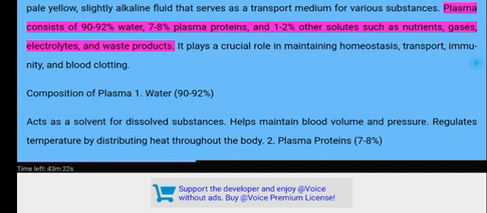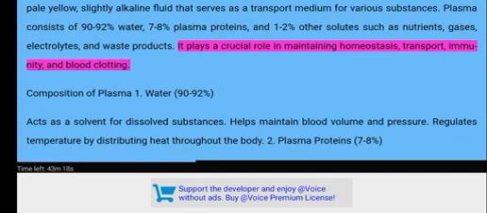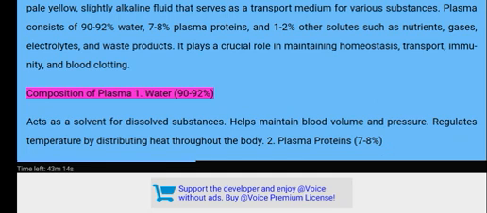Plasma consists of 90-92% water, 7-8% plasma proteins, and 1-2% other solutes such as nutrients, gases, electrolytes, and waste products. It plays a crucial role in maintaining homeostasis, transport, immunity, and blood clotting. Composition of plasma. 1. Water, 90-92%.